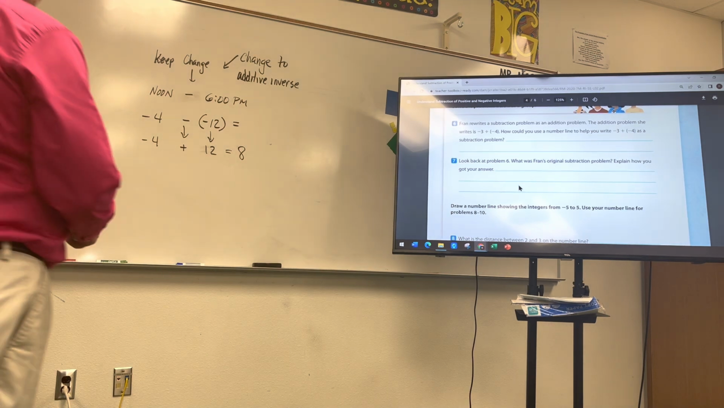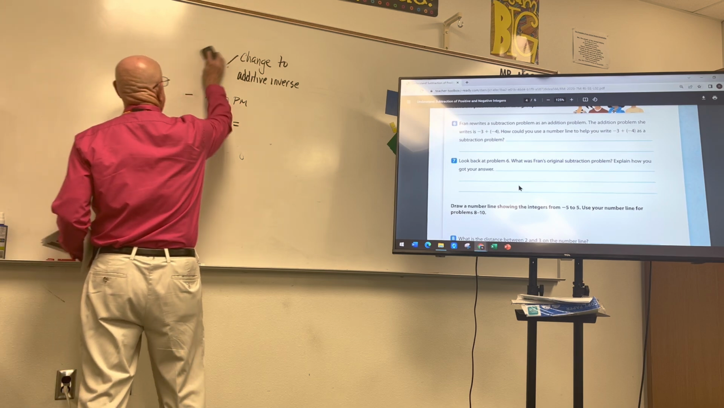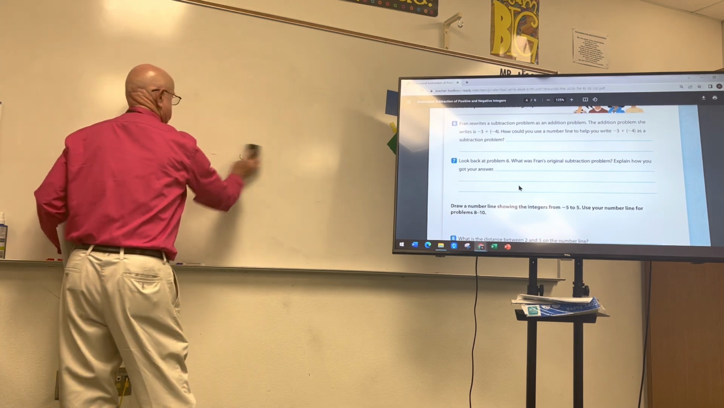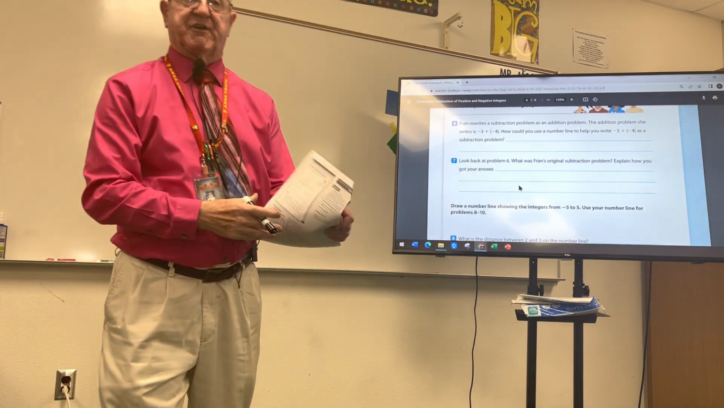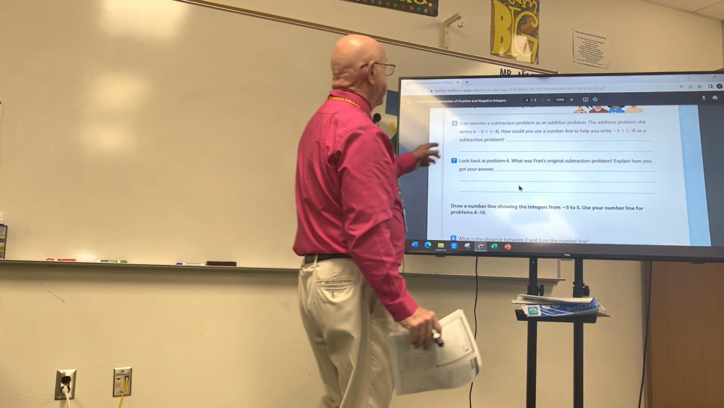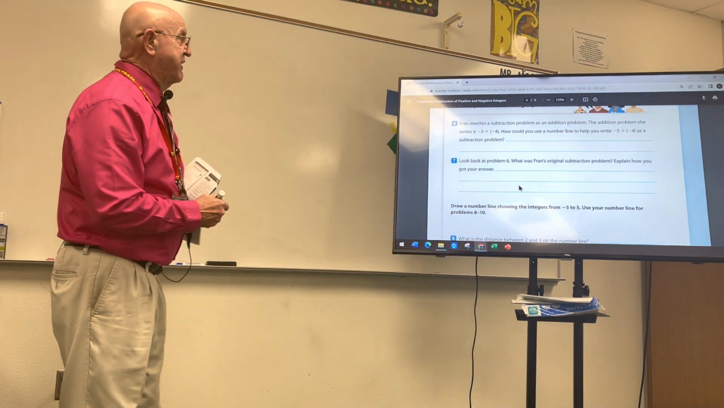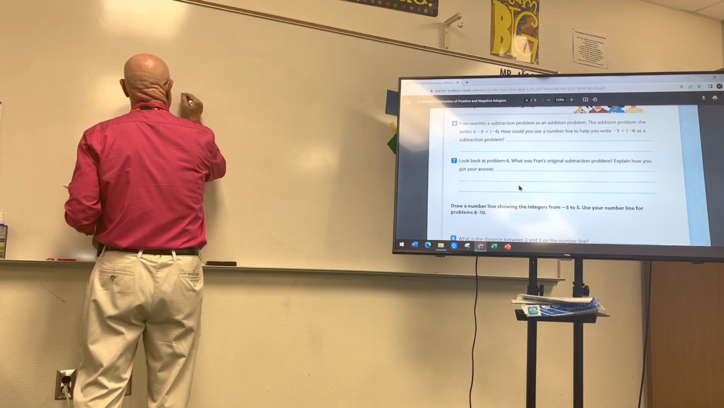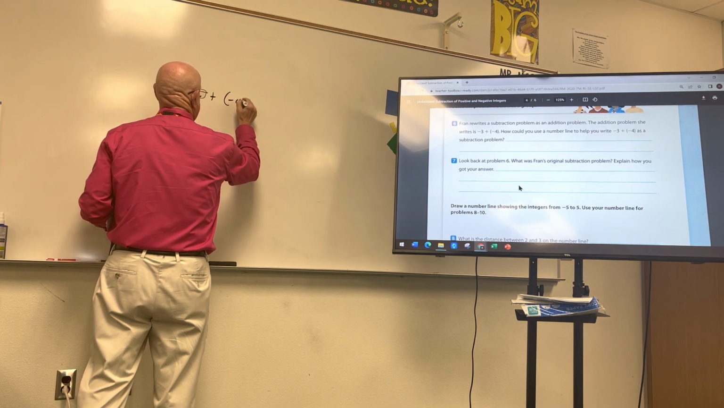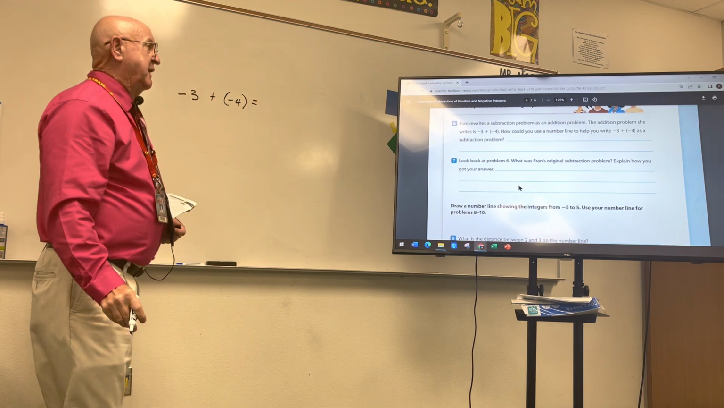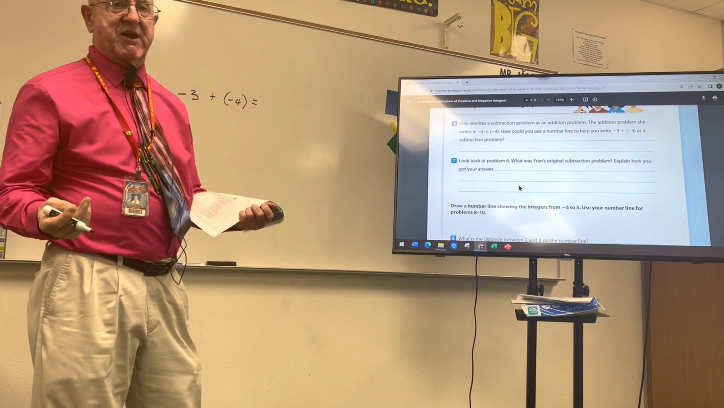All right? So the back part of this, well, for you, the next page, is we're looking at some word problems, and we're going to do what they tell us. It says, Fran rewrites a subtraction problem as an addition problem. The addition problem she writes is -3 plus -4. All right? How can we use the number line to help you write -3 plus -4 as a subtraction problem?